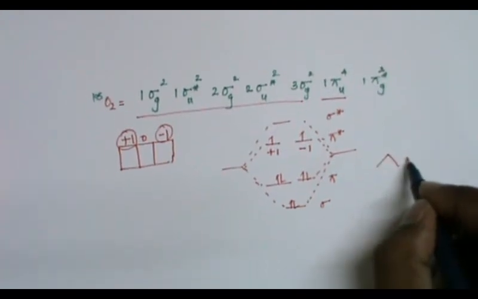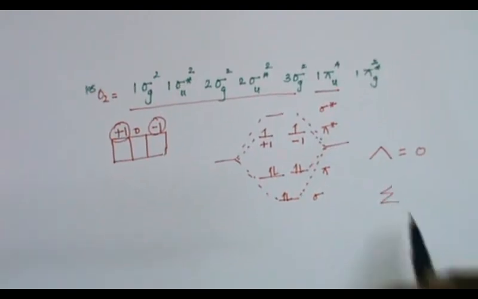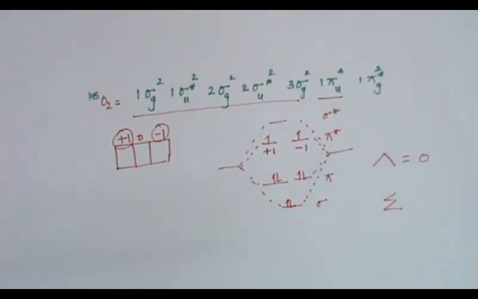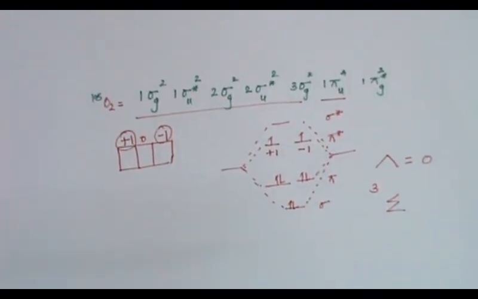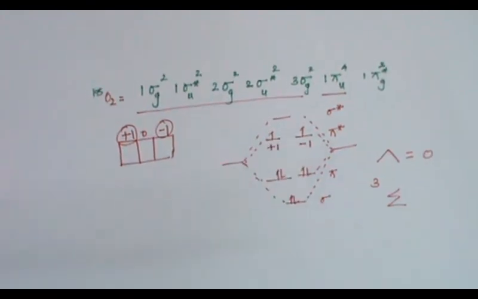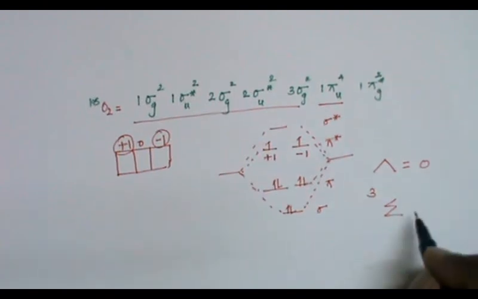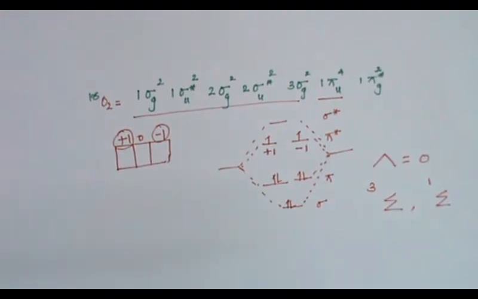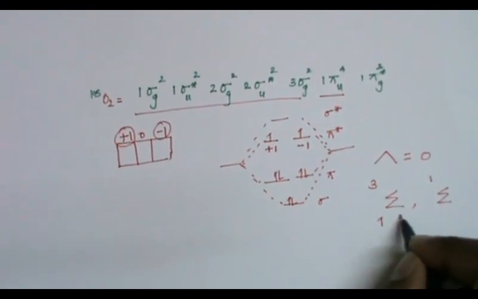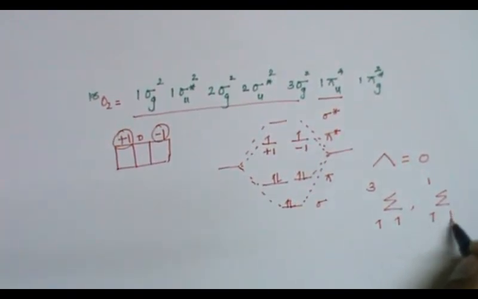So the lambda value will be 0. When it is 0, it is sigma. The term is sigma. But the spin multiplicity can be triplet because we have 2 unpaired electrons. Suppose if the direction is opposite, then it will be singlet sigma. In this case, we have the electrons like this, but here they are in different molecular orbitals, and they are in opposite direction.